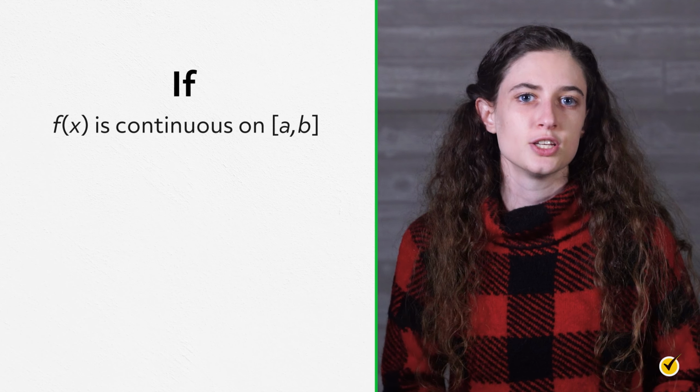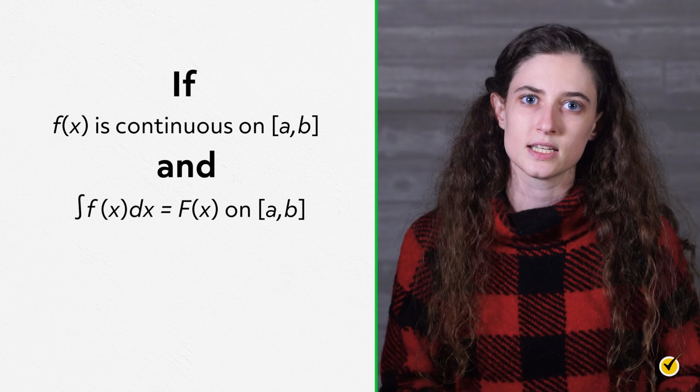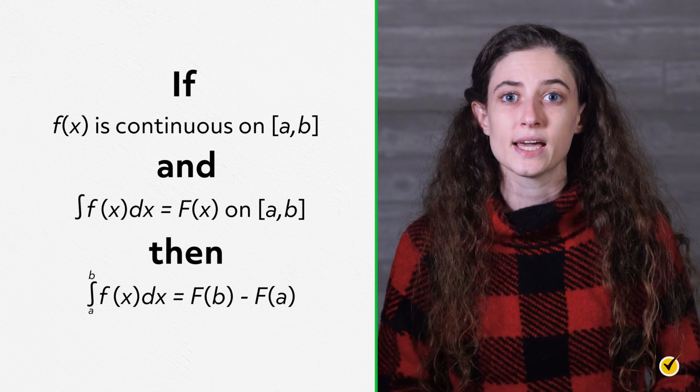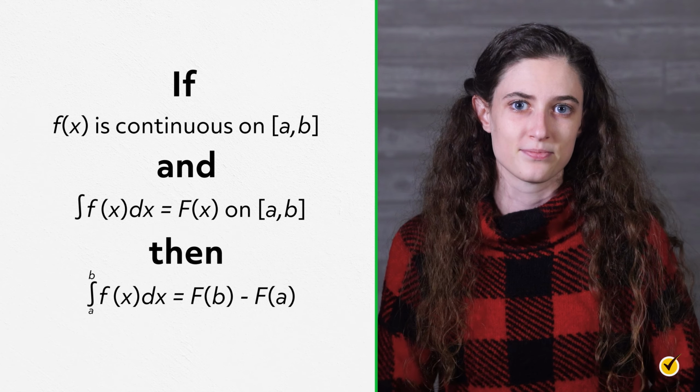If f of x is continuous on the closed interval [a, b], and the integral of f of x dx equals big F of x on the closed interval [a, b], then the integral from a to b of f of x dx is equal to big F of b minus big F of a.